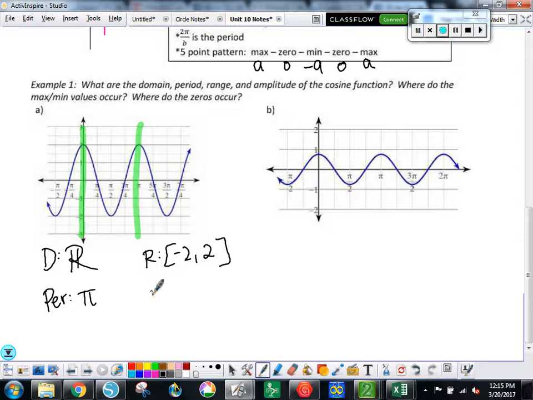The amplitude is 2. Let's do the number of cycles as well. 2, is that okay? So if there's one cycle between 0 and pi, there's got to be 2, even though we don't see the pi here.